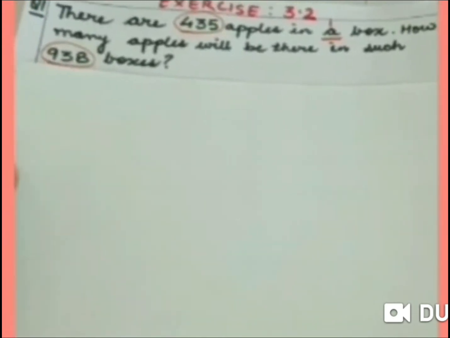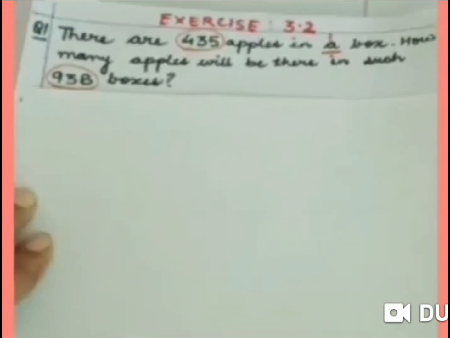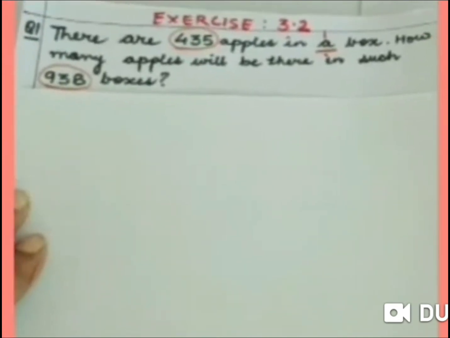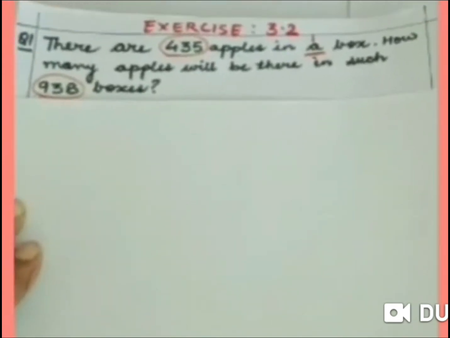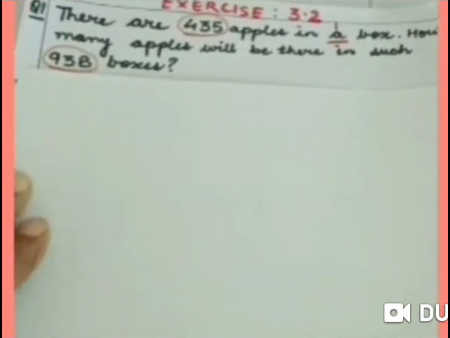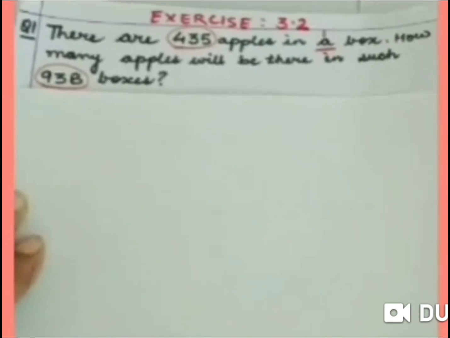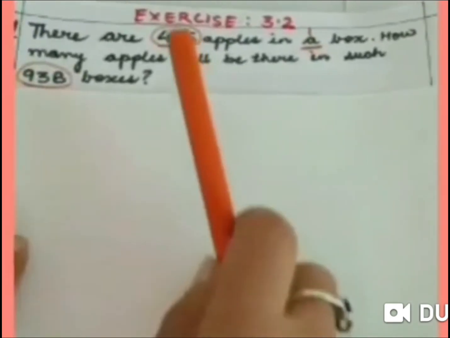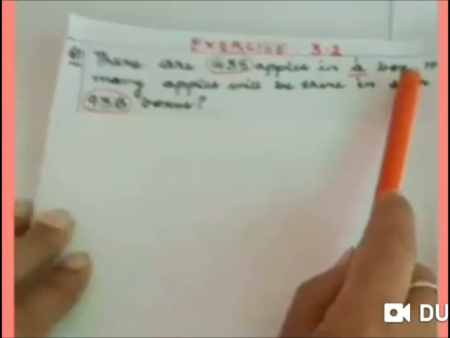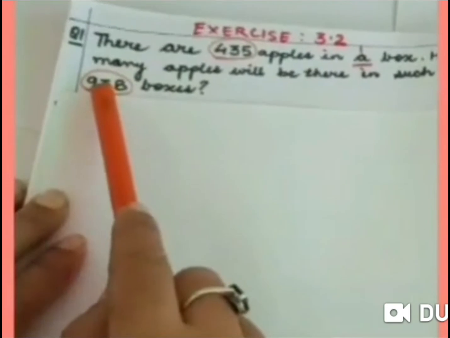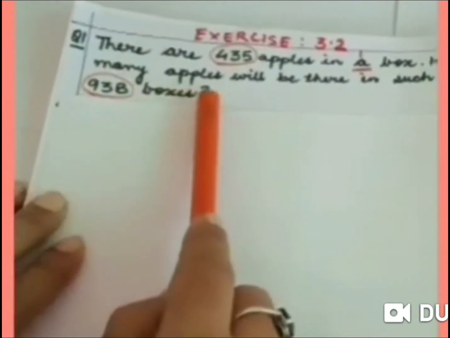Now let us start. Here the question is, there are 435 apples in a box. What do you mean by a box here? A here means one box. How many apples will be there in such 938 boxes? Now children, here the number of apples in one box has been given, and you have to find out how many apples will be there in total in 938 boxes.